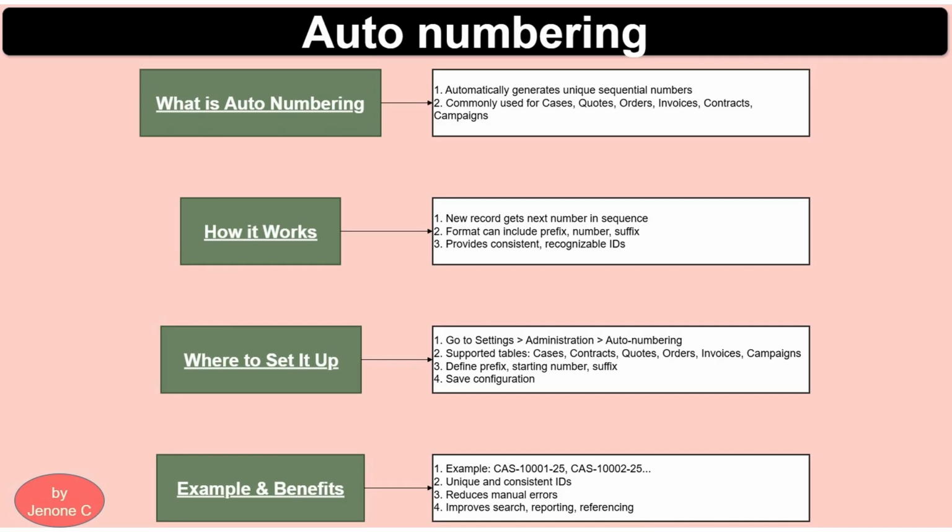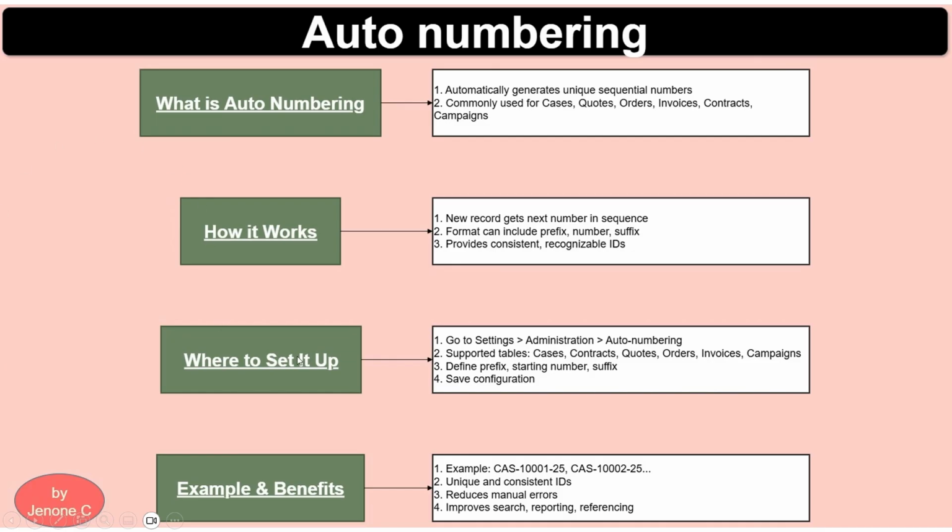How does it work? When a new record is created in Dynamics 365, the system will assign the next number in the sequence. The format for this sequence can include a prefix, then the sequential number, and then an optional suffix. This helps create a consistent and easy to recognize ID for each record.